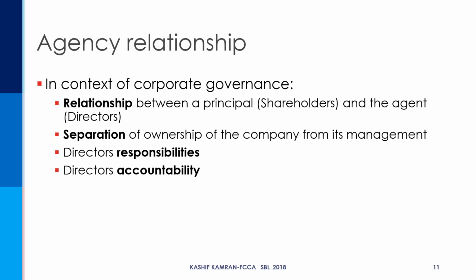In a family business, there is no agency relationship, because the person who is the owner himself is the manager. But in a listed company, the person who is the owner is not the manager. So there is a divide, and that is the reason corporate governance is for the outsider system.